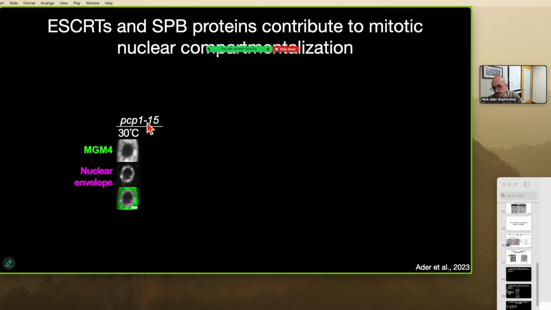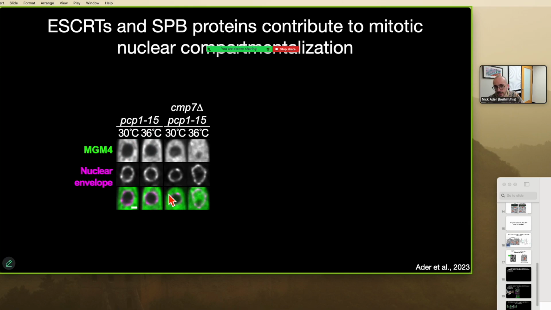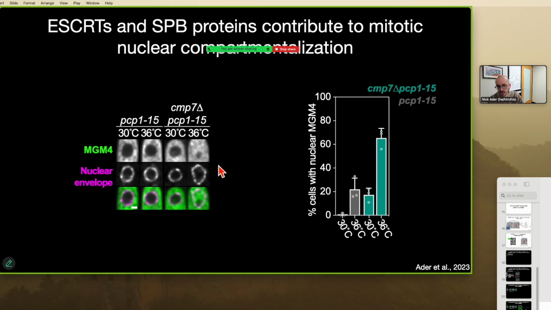So we used this allele for the pericentrin ortholog PCP1, called PCP1-15. At low temperatures, the protein is functional. At high temperatures, it loses function. And with the single allele mutant, we don't get any leakage into the nuclear envelope. However, with the double mutant, we do, and that's quantified over here, really suggesting to us that the cooperation between CHIM7 and the proteinaceous diffusion barrier is really CHIM7 and the escorts with the spindle pole body.